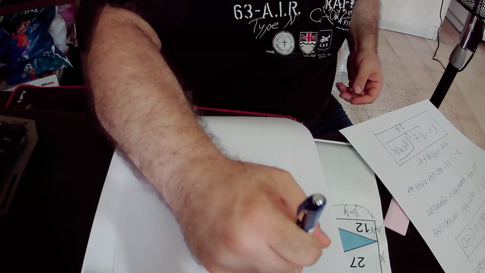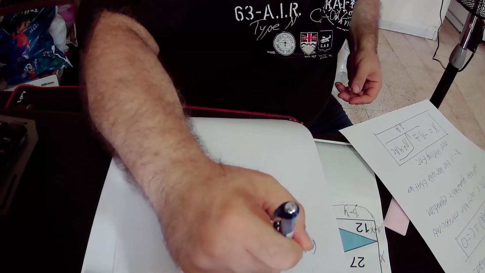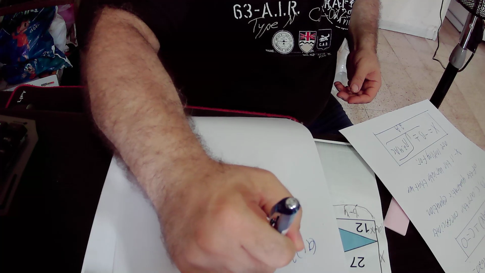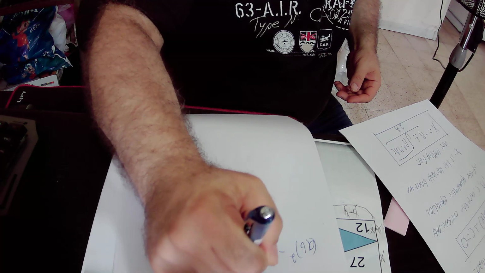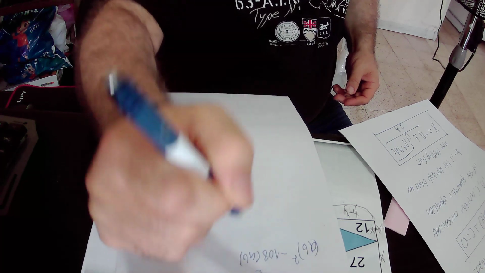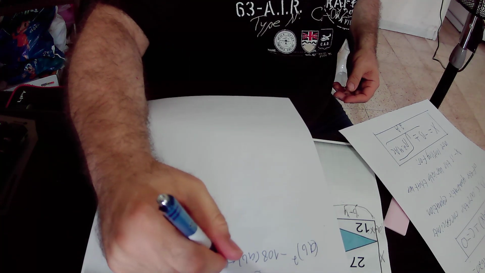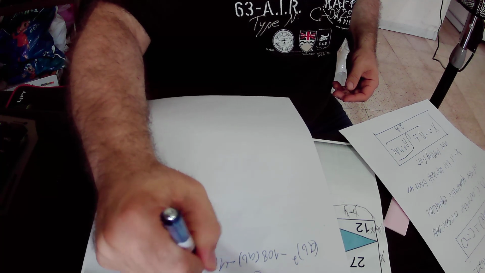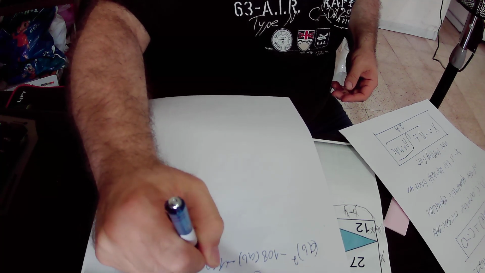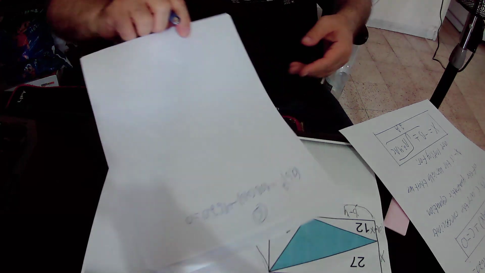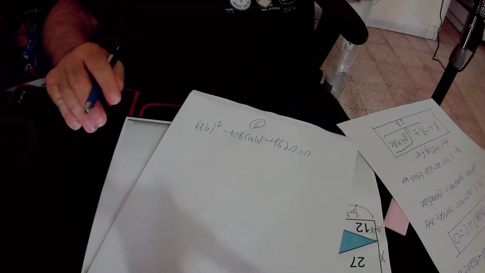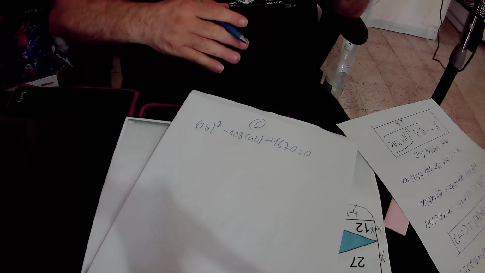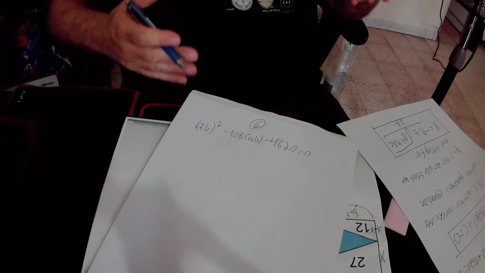(ab) squared minus 108 times ab plus 1620 equals 0. So this is our quadratic equation, and now we will find out the values of a, b, and c, and of course, x.